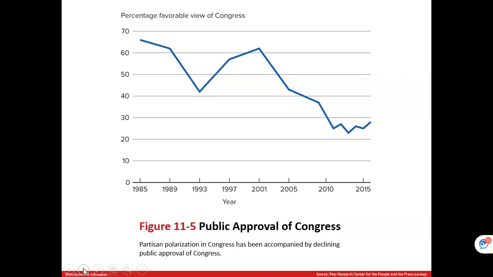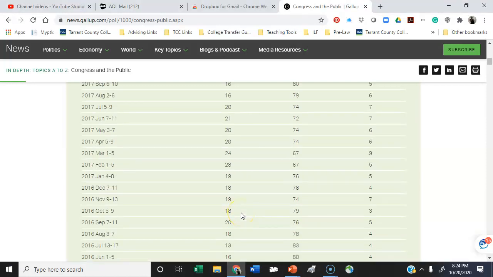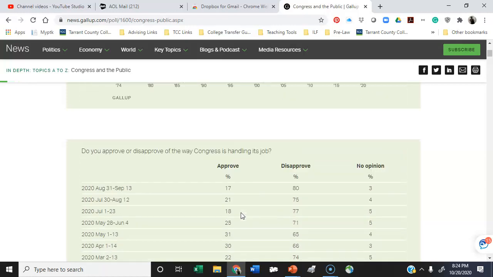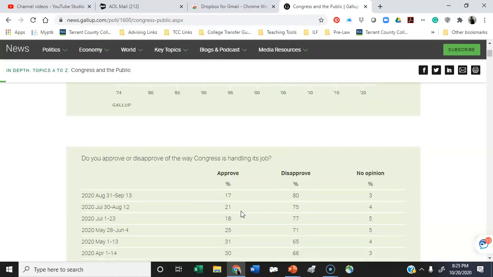This chart stops in 2015. It has dipped as low as like 22%. In 2015 it was right under 30. I'll look at the numbers and tell you what it is right now. So Gallup is a very well respected polling agency. The other one is Pew. A lot of the information that we have seen in the charts in this book come from Pew Research.